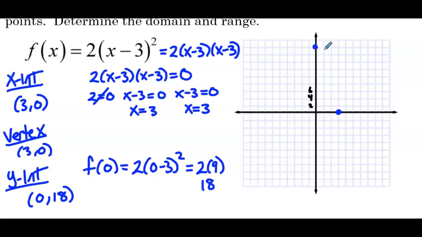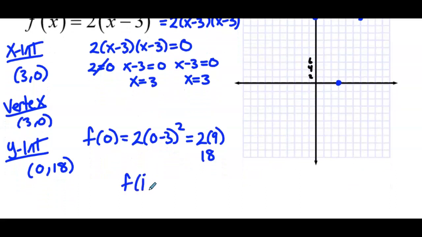There's our y-intercept. So by symmetry, the y-intercept is 3 to the left of the vertex, or the axis of symmetry. So then we'll go 3 to the right. So our symmetric point would be 6, 18. And now we need another point to fill this out. So let's plug in positive 1.